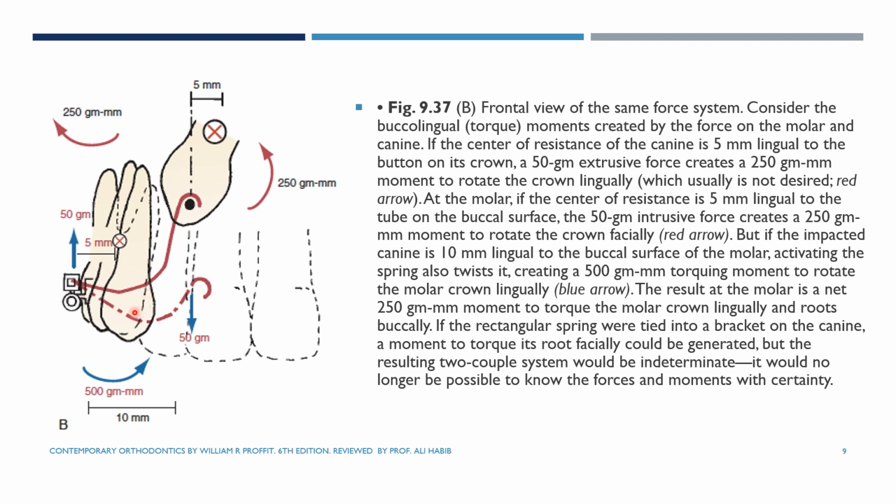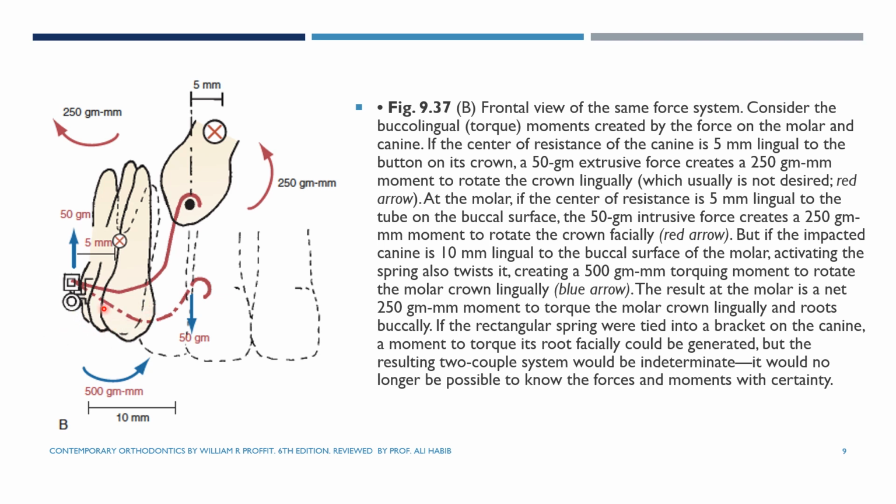So theoretically, the molar will experience the net force: 250 gram millimeter this direction and another 500 gram millimeter in this direction. So the tooth will experience a counterclockwise moment in the net amount of 250 gram millimeter, which will tend to move the crown lingually or palatally.